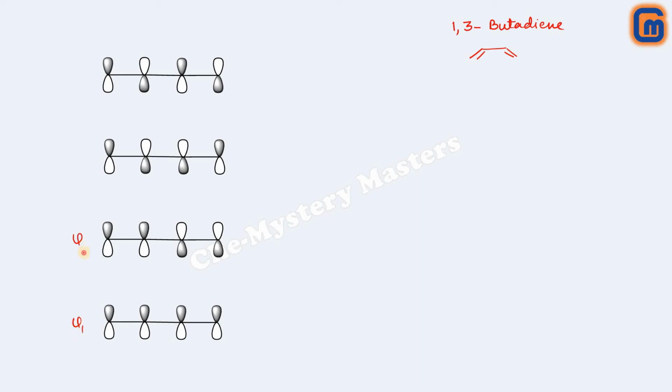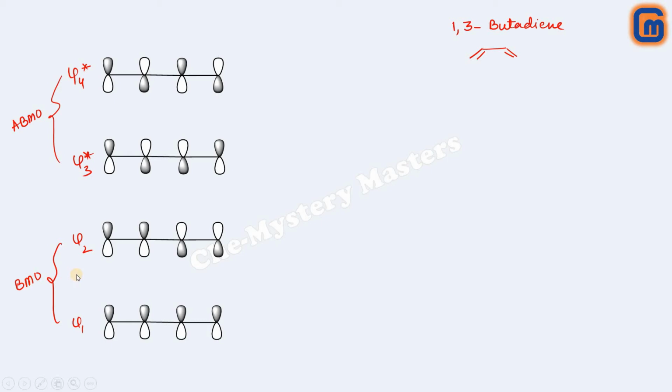which can be designated as psi1, psi2, psi3 and psi4, out of which psi3 and psi4 are written as psi3 star and psi4 star because these two are anti-bonding molecular orbitals, while psi1 and psi2 are your bonding molecular orbitals. And we all know that the bonding molecular orbitals are always equal in number to the anti-bonding molecular orbitals.